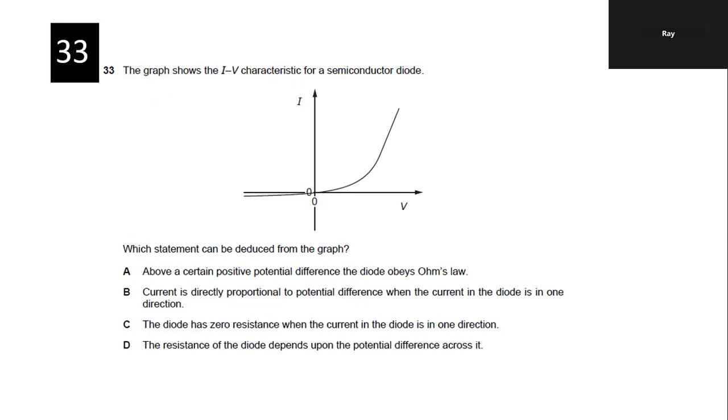The gradient is the resistance, wait, no. The reciprocal of the gradient is the resistance. The gradient is 1 over R. Very confusing. You have to invert it because your resistance is V over I, and this is I over V. What is the answer?